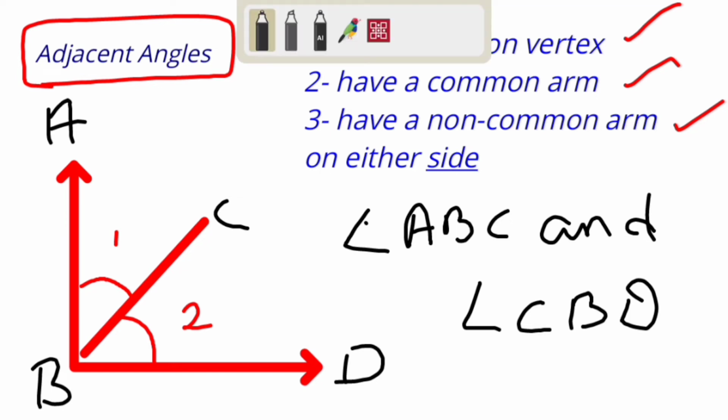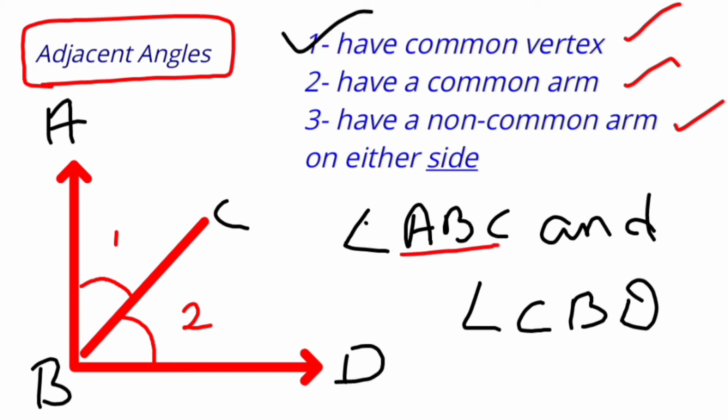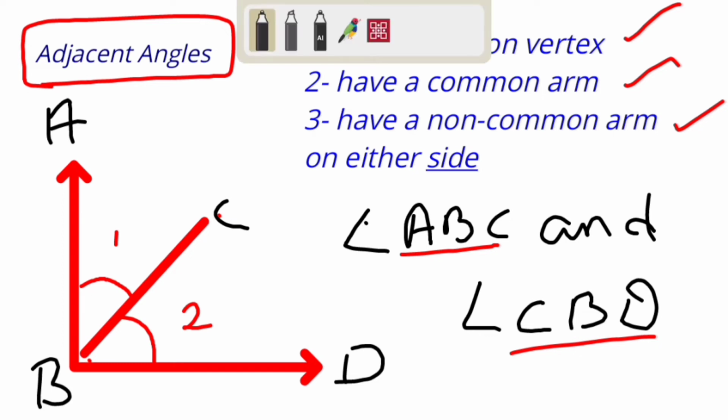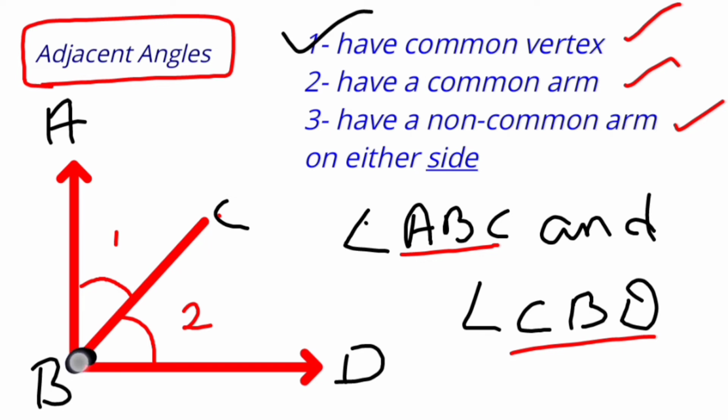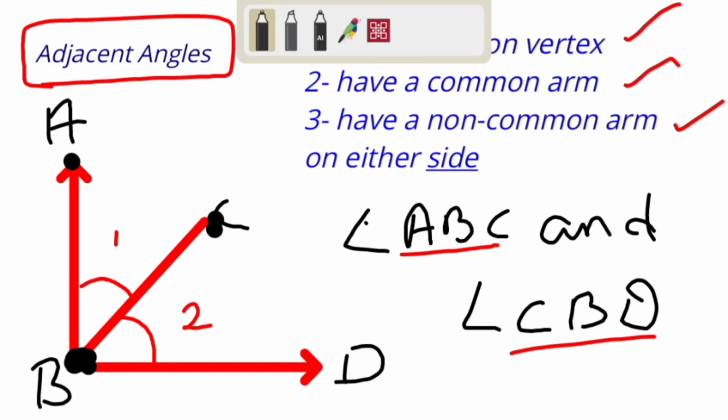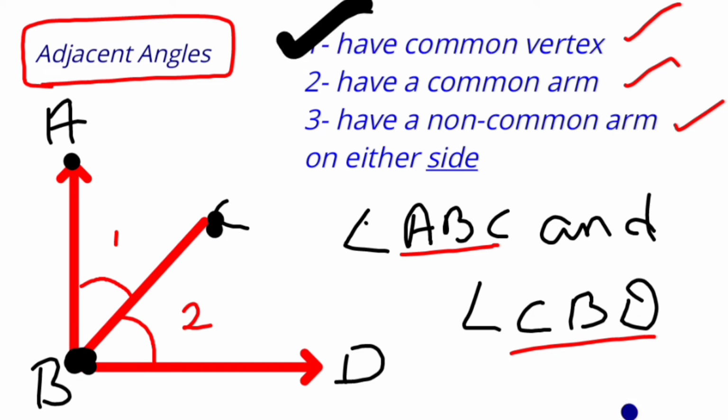So yes, angle ABC and angle CBD, they have a common vertex. What is a vertex? This is known as the vertex. So this is between angle ABC and angle CBD. So this fulfills our first condition. Now second is have a common arm. So check whether these two given angles have a common arm or not. So yes, we can clearly see that this BC or CB is the same. This one is the common arm between the given two angles.